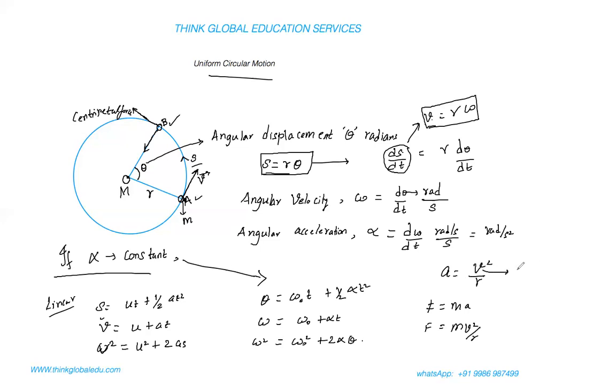And substituting the value for v, we can also get the acceleration in another form. v is equal to r omega. From this equation, we can substitute it here, so you will get r squared omega squared divided by r, which is equal to r omega squared. These are the identities that we need to know if you want to solve any problems based upon circular motion.